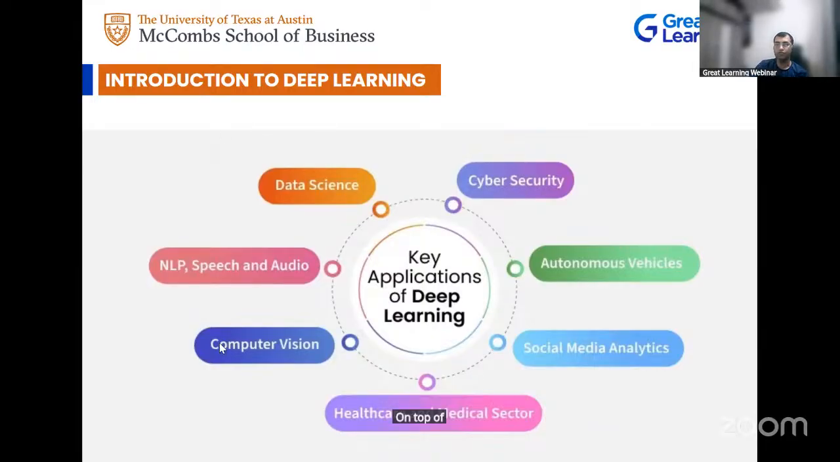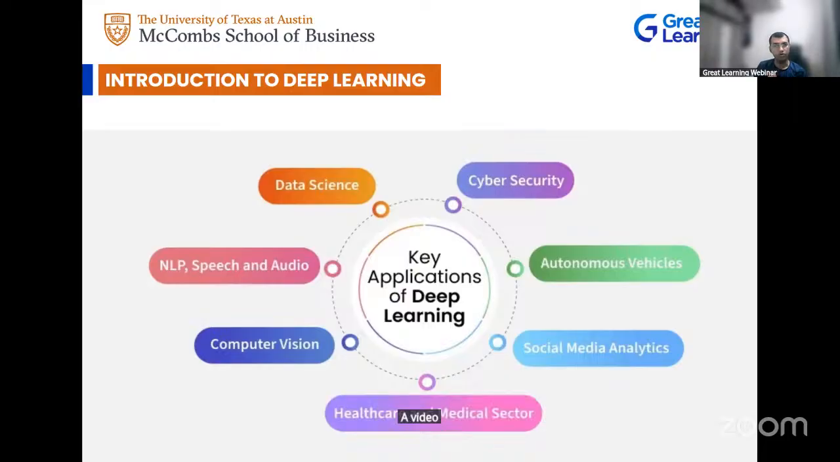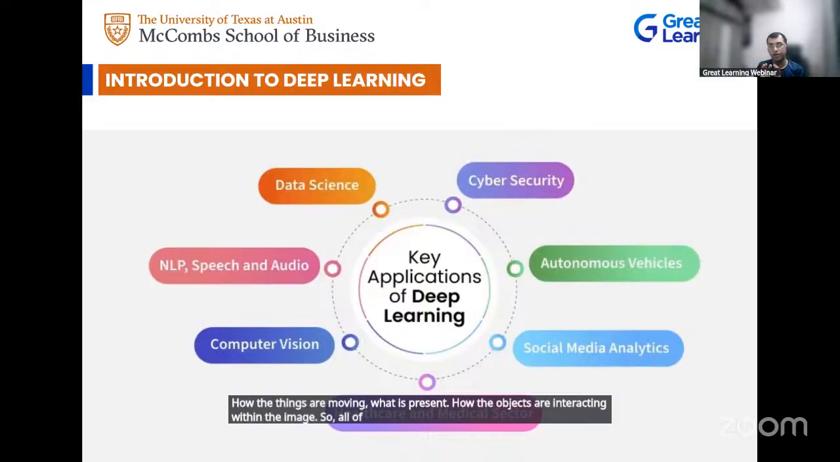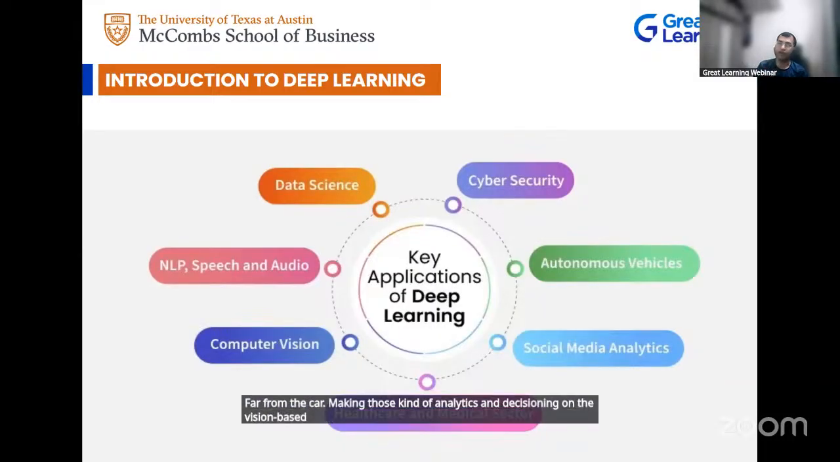On top of it, we have computer vision. Computer vision is all about the vision that we can see in terms of images and video, trying to understand the objects present within the images, how things are moving, what is present, and how the objects are interacting within the image. For example, if in an image there is a car and a person standing, how do we segregate the car and the person? How do we say that the person is standing near the car, or far from the car? Making those kinds of analytics and decisions on vision-based data is something we can do through computer vision.